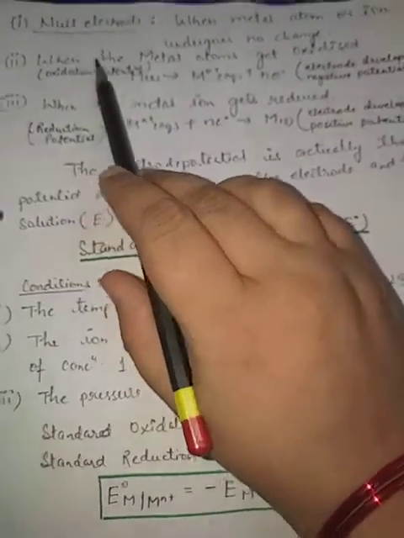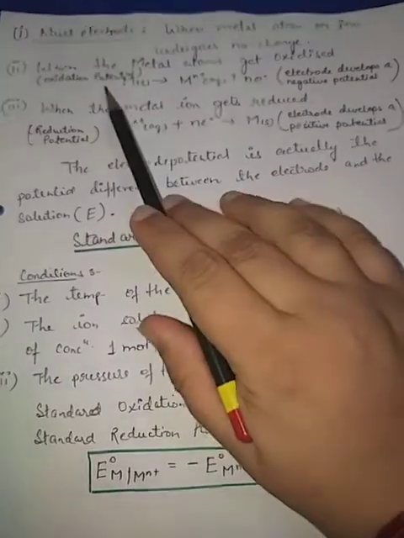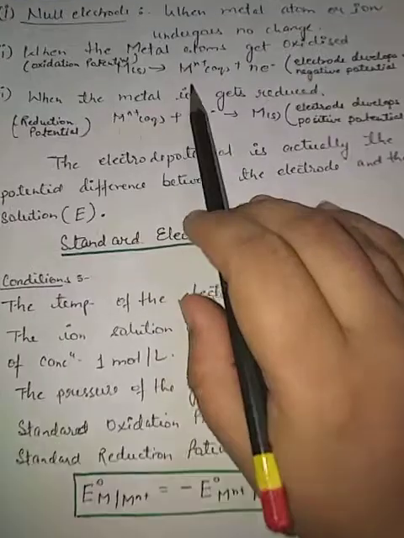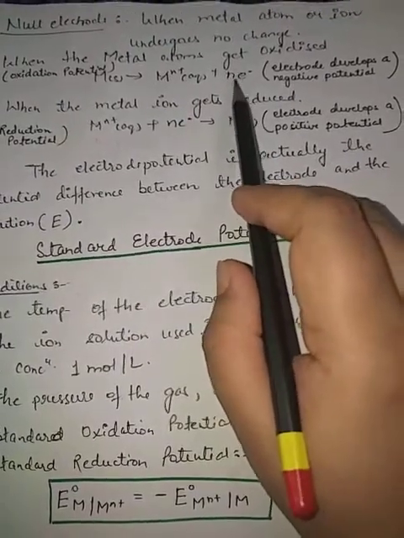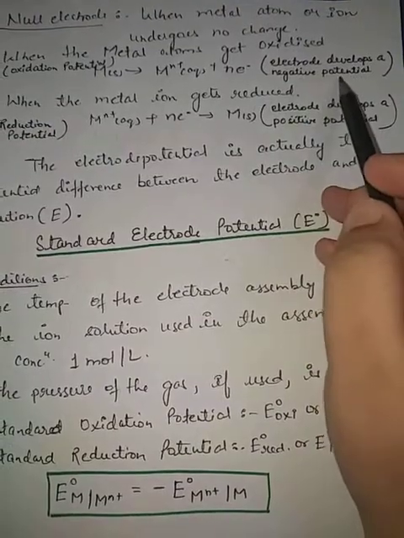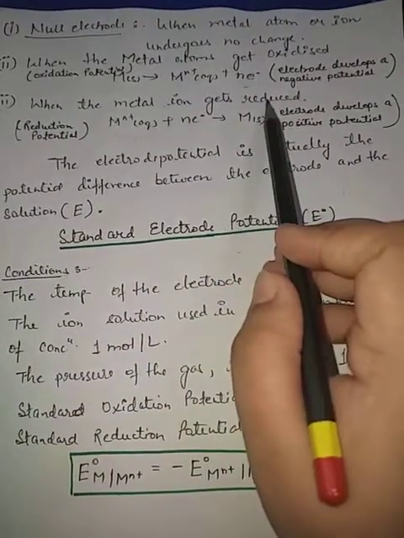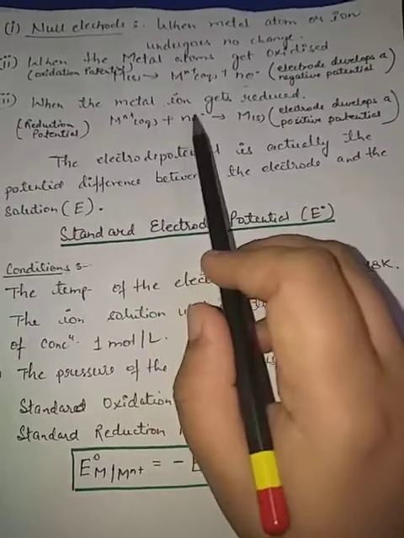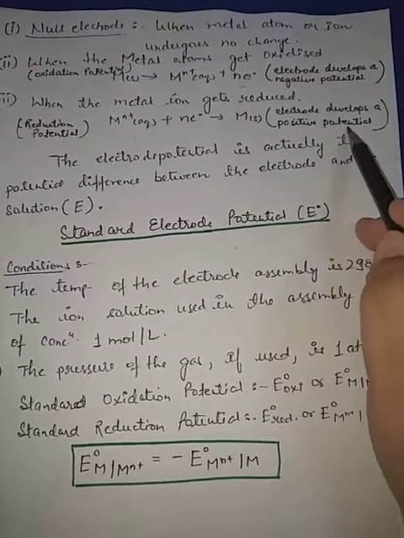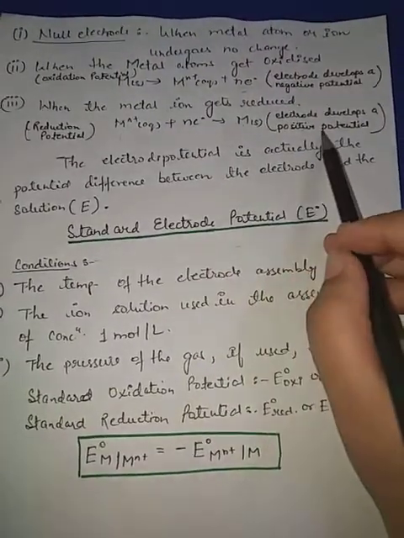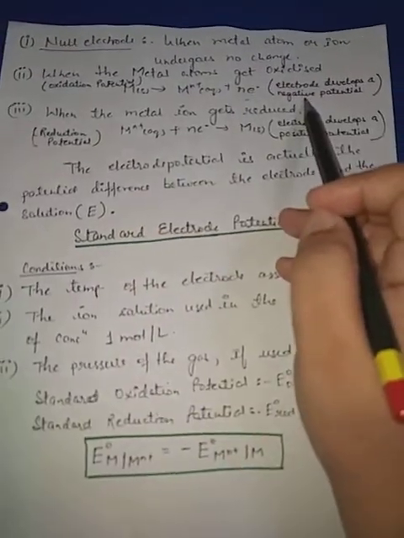Secondly, when the metal atom gets oxidized, that is oxidation potential, the metal changes into metal ion by losing electrons. When the metal atom loses electrons, that electrode develops a negative potential, losing two electrons. Now the third one, when the metal ion gets reduced, that is reduction potential. When the metal ion gains electrons, it gets reduced, and that electrode develops a positive potential. The one which gains electrons develops a positive potential, reduction potential, and the one which loses electrons, oxidation potential, develops a negative potential.